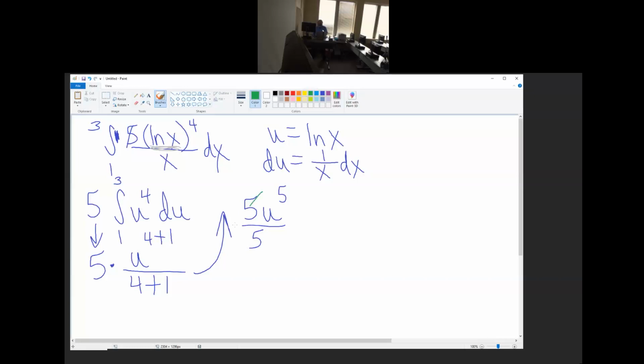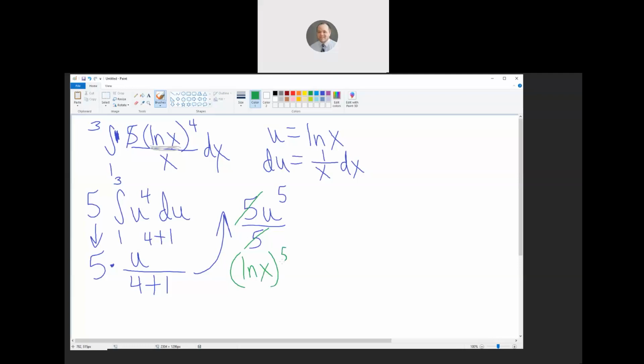We can cancel out the 5s. Now, before we plug in our 1 and 3, we need to back substitute u. So u was originally natural log of x, and it's to the 5th power now.